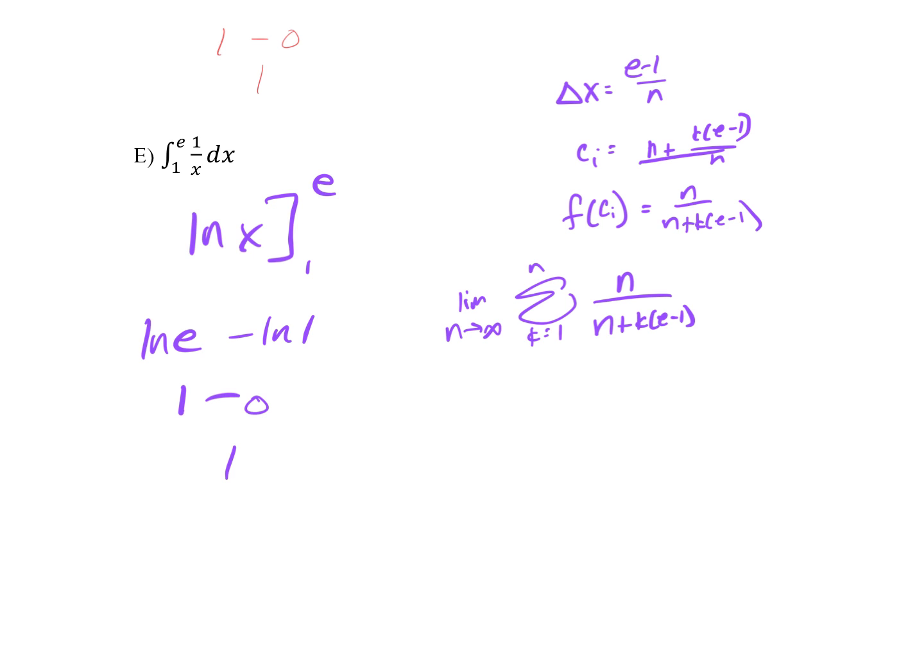Should c sub i be 1 plus that? Yes, it's 1 plus that. And if you're going to take the reciprocal for f of c sub i, you need to write it as one fraction. So I turn that 1 into n over n, times e minus 1 over n. Yeah, you still have that k in the denominator, which I wouldn't know what to do with.